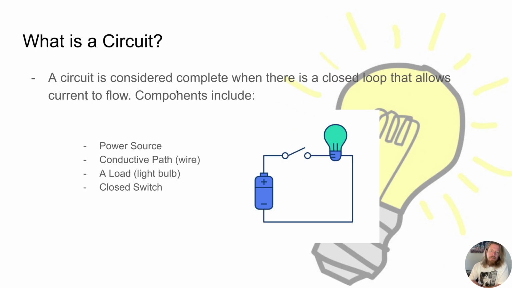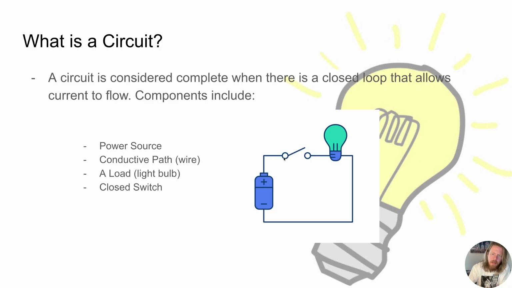First of all, what is a circuit? A circuit is considered completed when there is a closed loop that allows current to flow. Components include a power source, a conductive path, like a wire, a load, like a light bulb, or a closed switch. Over here in this little image, we've got our power source.